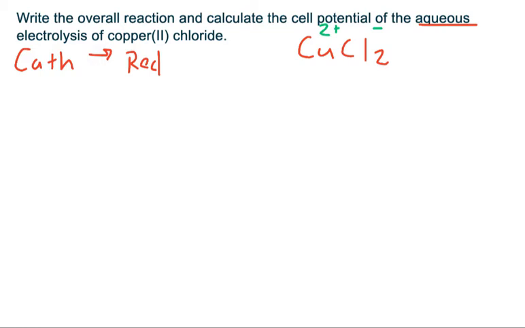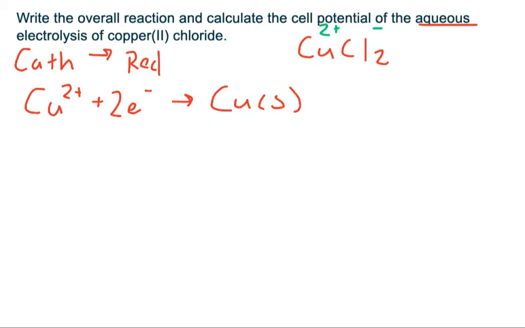Charge. If it's going to be reduced, that means it's gaining electrons. Which one is more likely to gain electrons? Something that's positive or something that's negative? The positive ion is more likely to gain electrons and go to its neutral state. So copper 2 is likely to gain electrons to become copper metal.